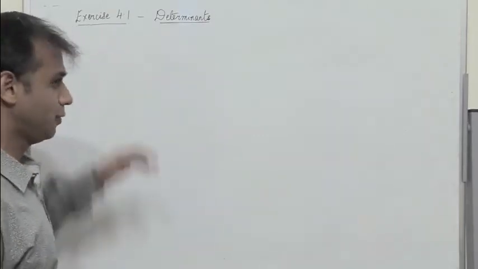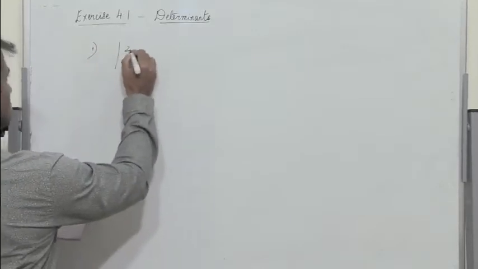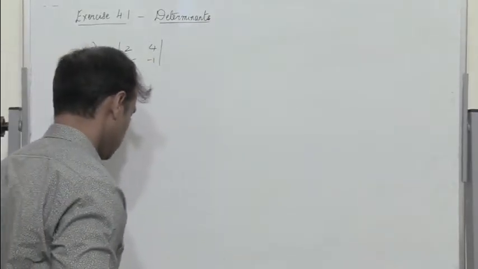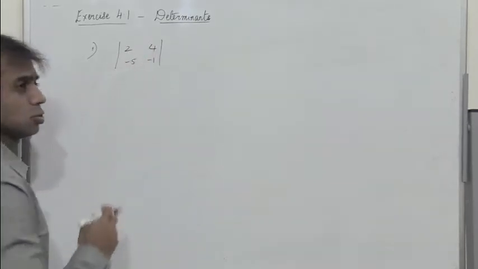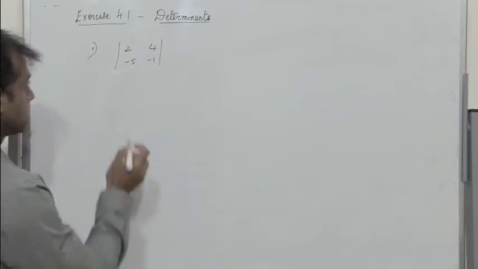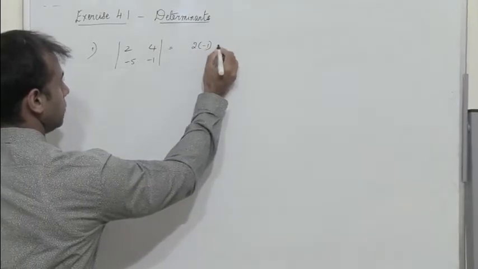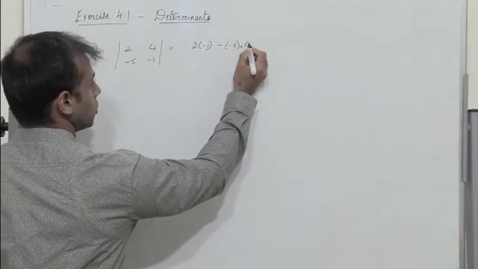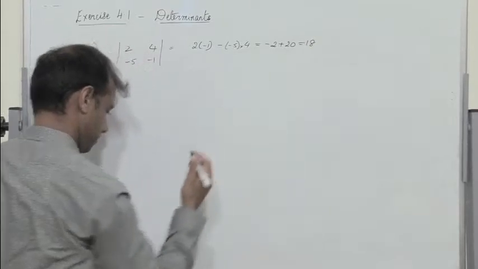So we'll begin with the first problem, where we need to find the determinant of 2, 4, minus 5, minus 1. So how do we find the determinant? Multiply the principal diagonal elements. Since we have a 2 cross 2 matrix, we multiply these two, which is essentially 2 into minus 1, minus, multiply these two elements, minus 5 into 4. So we get minus 2 plus 20, which is 18.